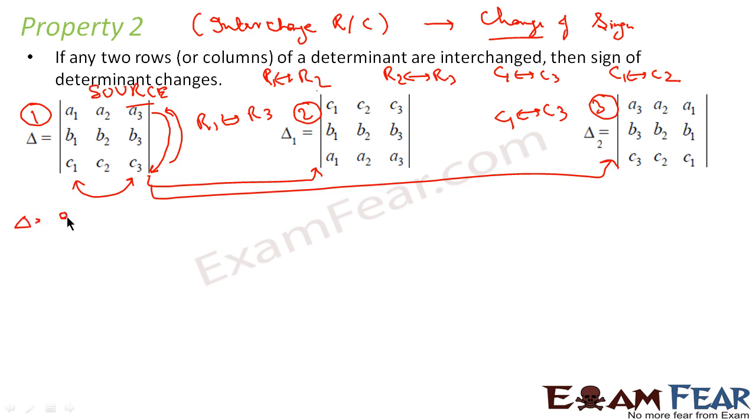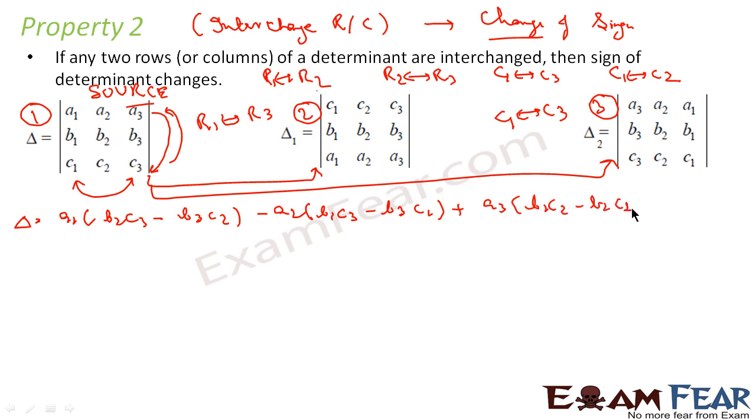I remember this by heart. I can write this: A1 into B2 C3 minus B3 C2, minus A2 into, then I have to ignore these, B1 C3 minus B3 C1, plus A3 into B1 C2 minus B2 C1. So these things we have derived so many times. This is my value of the first one, the determinant of my source matrix.